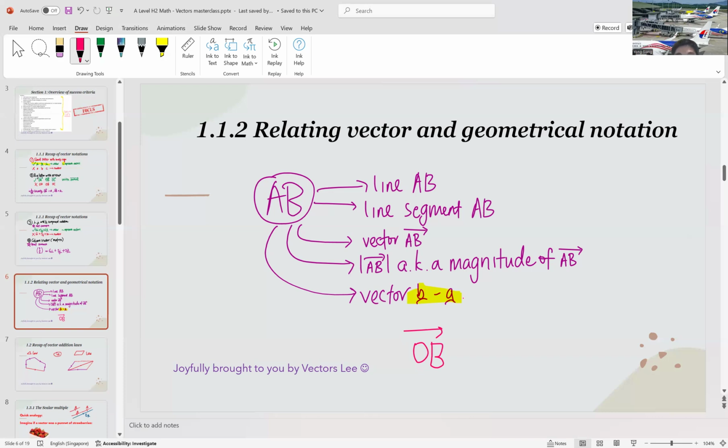So these are the many different ways to interpret what AB is talking about. And of course, in exams, you need to identify whether the question is asking for a vector or a number, because let's say it tells you that AB equals 5. What can you infer? You look at the first two possibilities. A line is just a line, right? AB is a line, so it couldn't have a number. So the only possibility is going to be the magnitude of AB, right? Magnitude of AB is the only one that can have a number because it tells you how long the distance of AB is. Okay? Then without further ado, let's recap the vector addition laws.